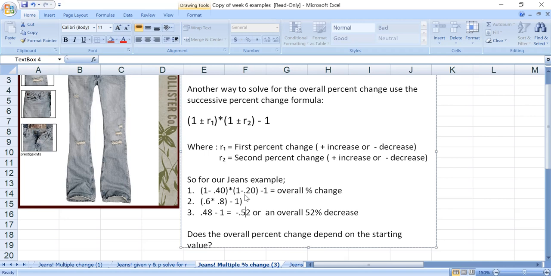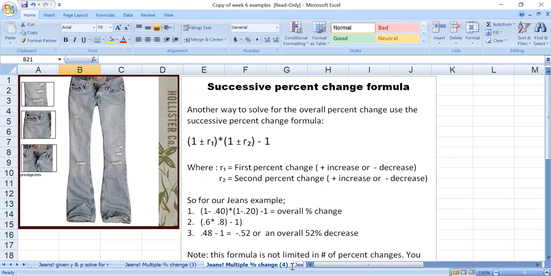I don't know why Windex would be $10. That's a terrible example, but you see what I'm saying. The overall percent change does not depend on the starting value itself.